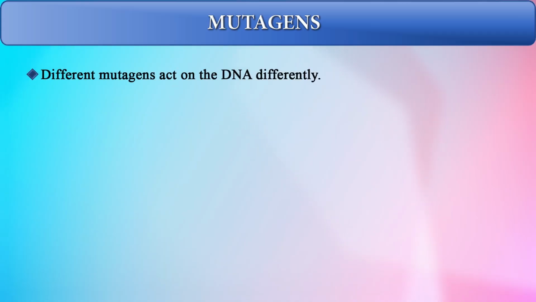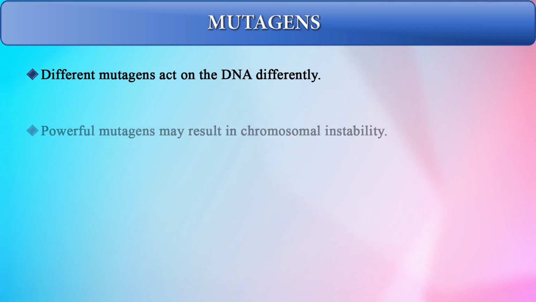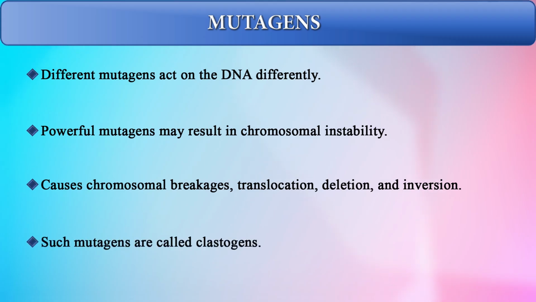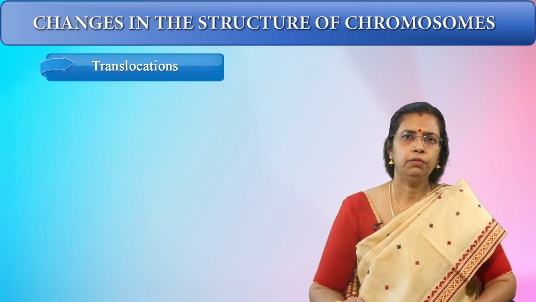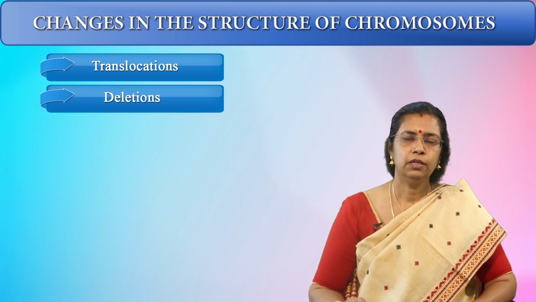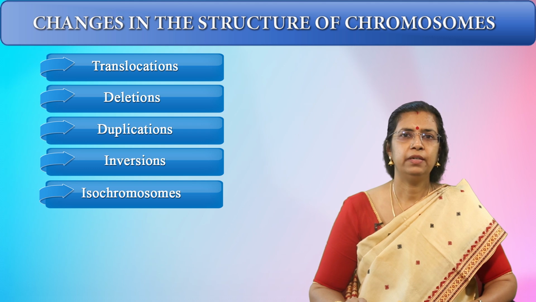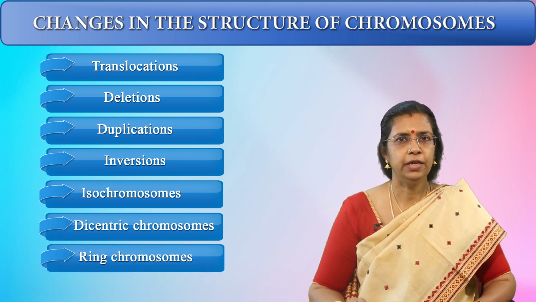Different mutagens act on the DNA differently. There are powerful mutagens which can result in chromosomal instability. They can cause chromosomal breakages, translocation, deletion and inversion. Such mutagens are also called clastogens. Now the changes in the structure of the chromosome. So here we can find that they can cause translocations, deletions, duplications, inversions, isochromosomes, dicentric chromosomes and ring chromosomes.